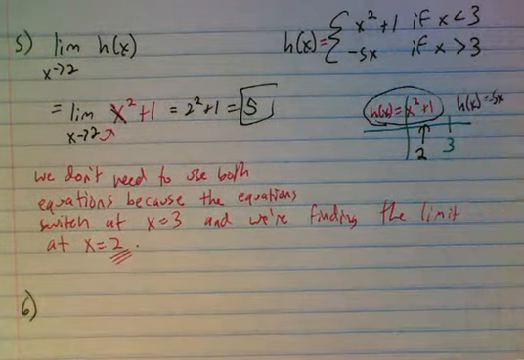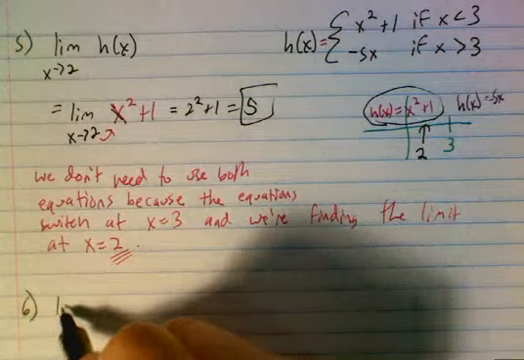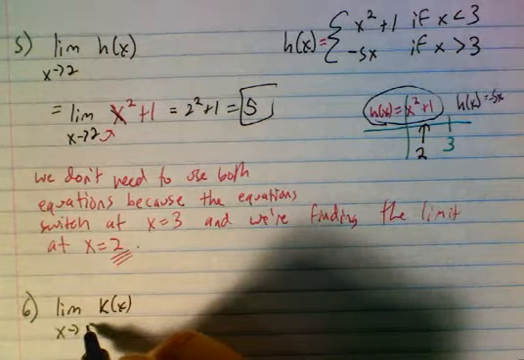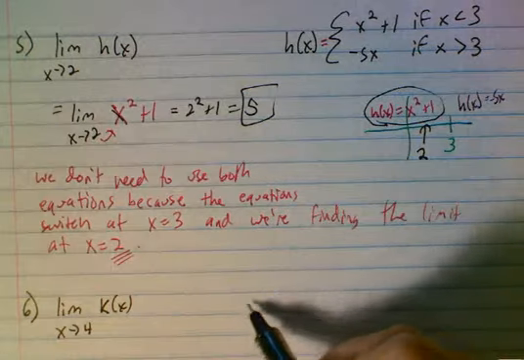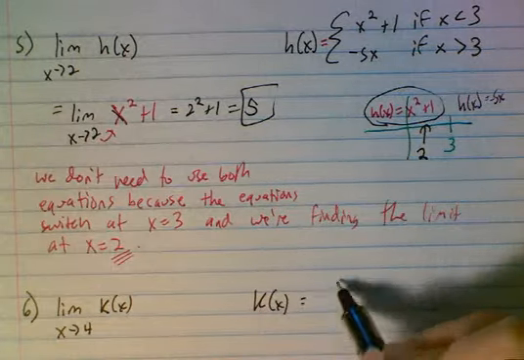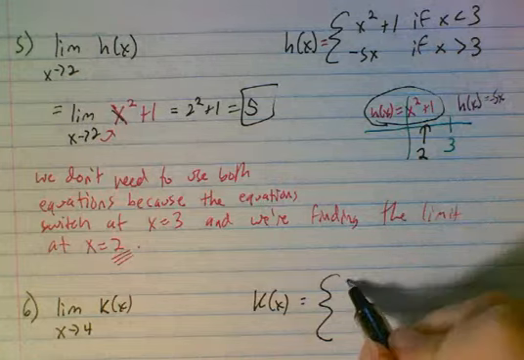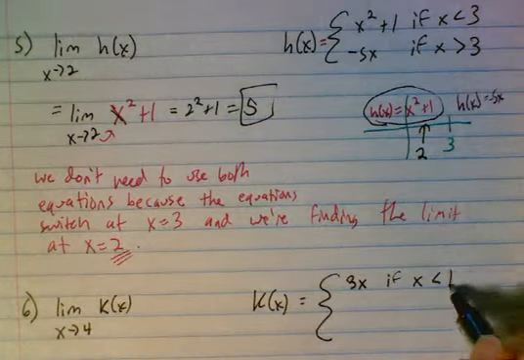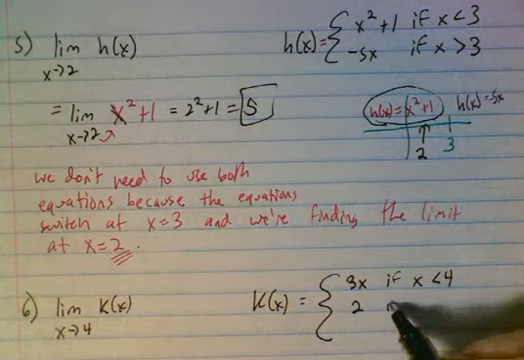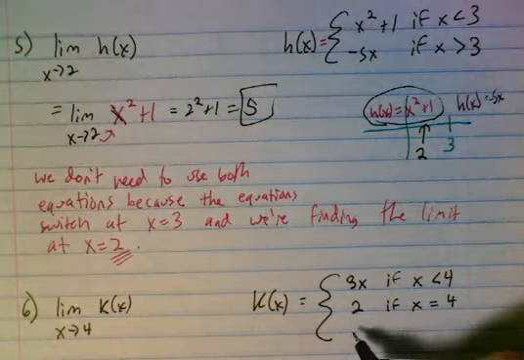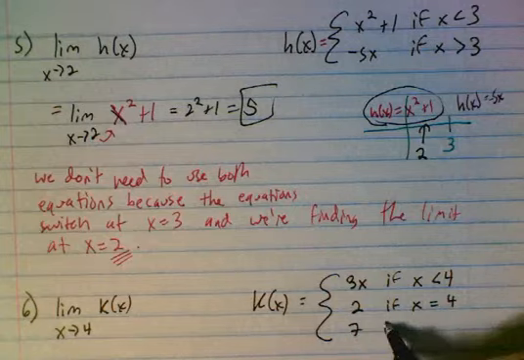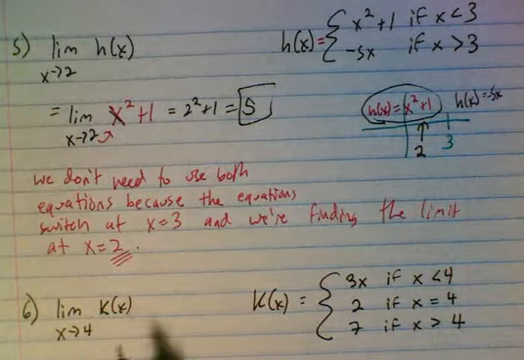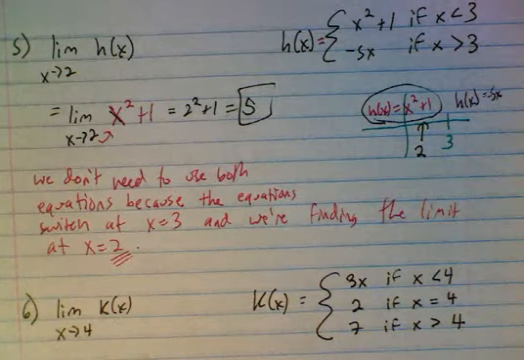Sometimes, like I was alluding to up here, we have a situation where we're saying, let's say, the limit of k of x as x approaches 4. And let's say that k of x actually has 3 different equations. Let's say one is 3x if x is less than 4, 2 if x equals 4, and 7 if x is greater than 4. Let's find the limit for k of x as x approaches 4.